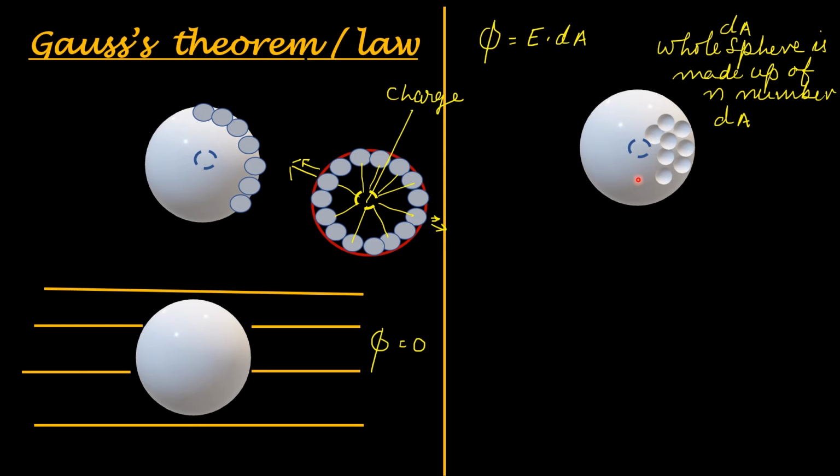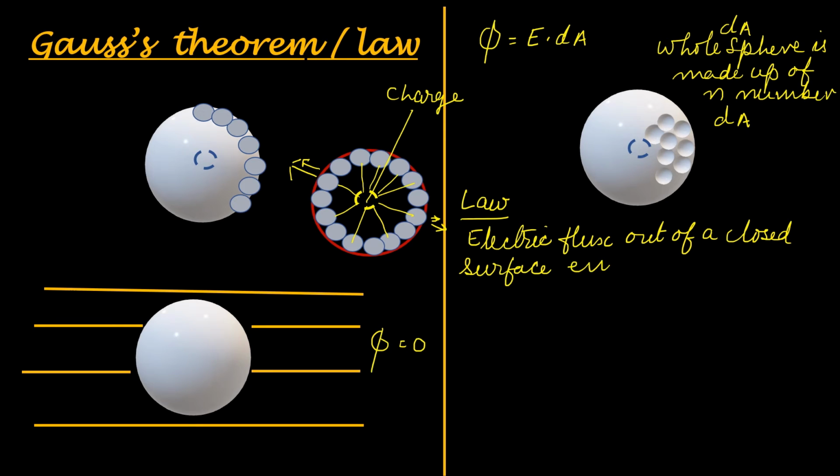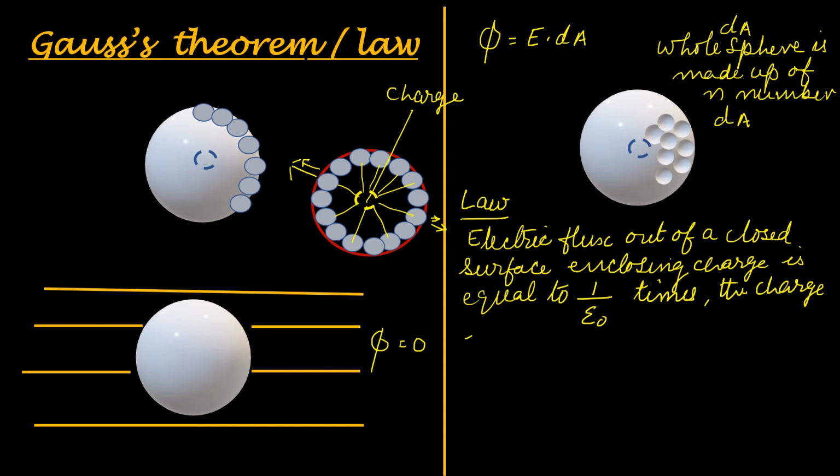Gauss conducted studies on this and came up with a very simple and easy formula to calculate flux out of a closed surface enclosing charge. Let us see the law first. The law states that electric flux out of a closed surface enclosing charge is equal to 1 by epsilon naught times the charge enclosed by it. Epsilon naught is the permittivity of space. It is a constant. The charge enclosed by it is represented by the letter Q.